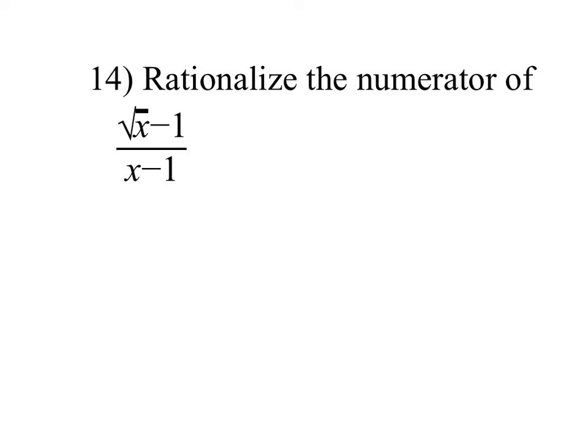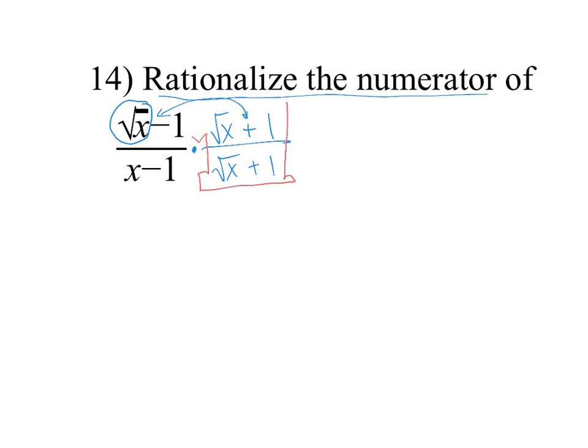Okay, so on number 14, we want to rationalize the numerator this time, which you can see the numerator is the one that has the radical in it. So we need to multiply by the exact same binomial, but with a plus. So it has to be opposite sign here. And if we do it on the top, we have to do it on the bottom also. So that is like we multiplied by a 1. So it's not changing the value, just changing what it looks like.